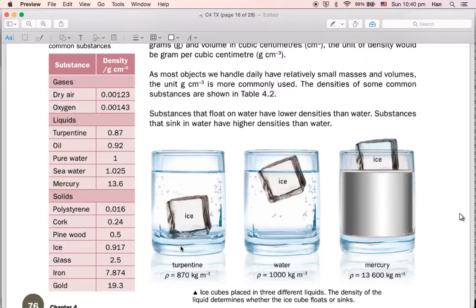If you were to change the liquid to turpentine, which has a different density, you can see water has a density of 1 gram per cm cubed, and turpentine is all the way here. Turpentine is less dense than ice, so the ice will sink to the bottom. If we change it to mercury, it doesn't just float like over here, where about 90% of it is submerged. In mercury, in the lower spectrum of liquids, it will go all the way to the top.